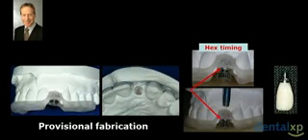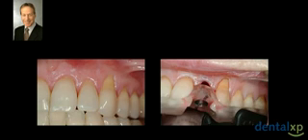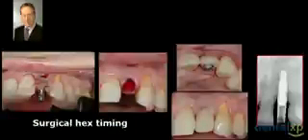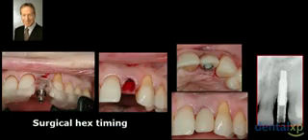So this was the first case, proof of principle. Is this going to work? So here we are now repeating what we did in the lab now at the time of surgery. The guide is seated, and it's very important when you're seating these guides that you have simultaneous bilateral engagement. And here we are now introducing the implant through the implant mount.